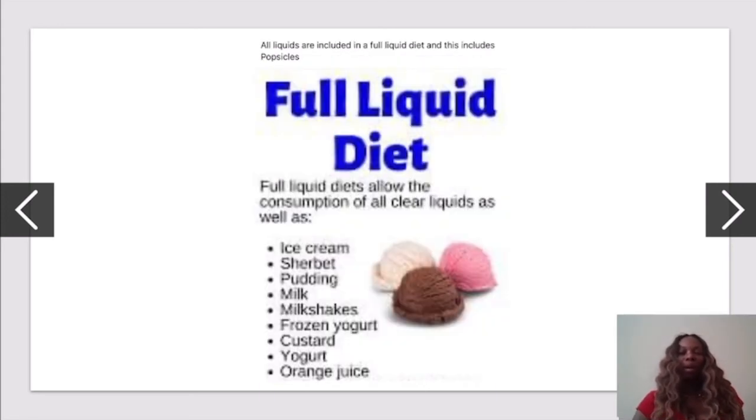All liquids are included in a full liquid diet, and this includes popsicles as well. So you can see popsicles on the state exam for a clear liquid diet, and popsicles are also a part of a full liquid diet as well. Full liquid diets allow the consumption of all clear liquids as well as ice cream, sherbet, pudding, milk, milkshakes, frozen yogurts, custards, and orange juice.